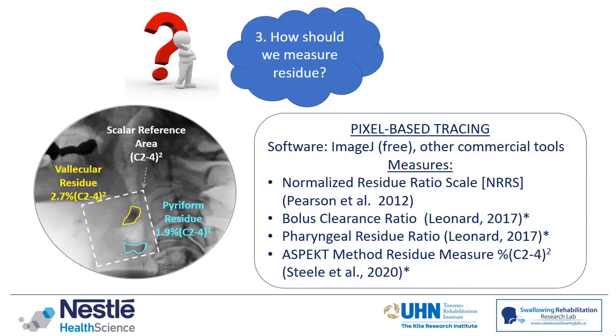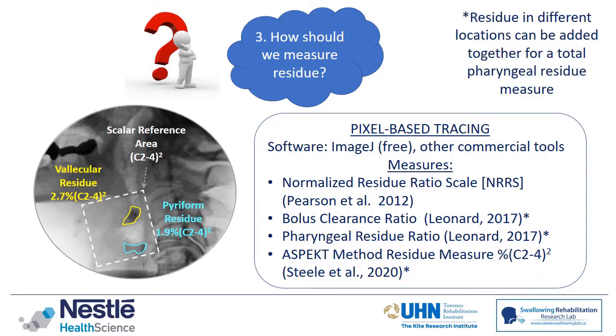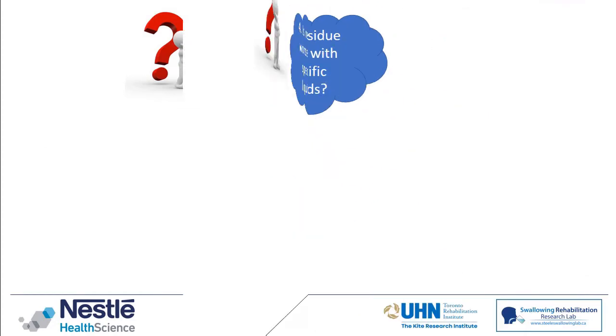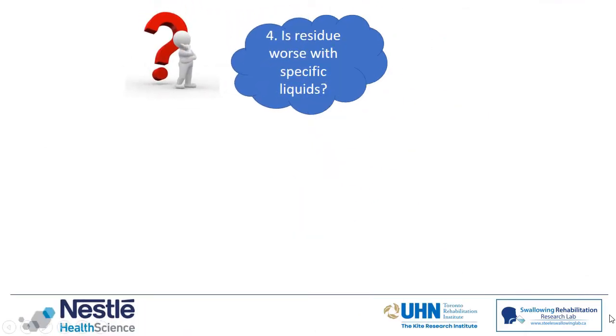As a note, the normalized residue ratio scale, or NRRS, must be reported separately for the vallecula and the piriform sinuses, but the other 3 measures listed on this slide allow for residue in different areas to be added together to produce a total pharyngeal residue measure. So now that we have covered different approaches to measuring residue, you might be wondering what we know about normal amounts of residue in healthy adults, and whether certain liquids should be expected to leave worse residue than others.